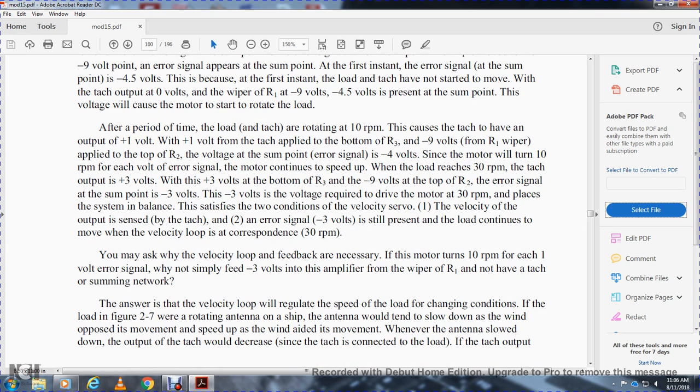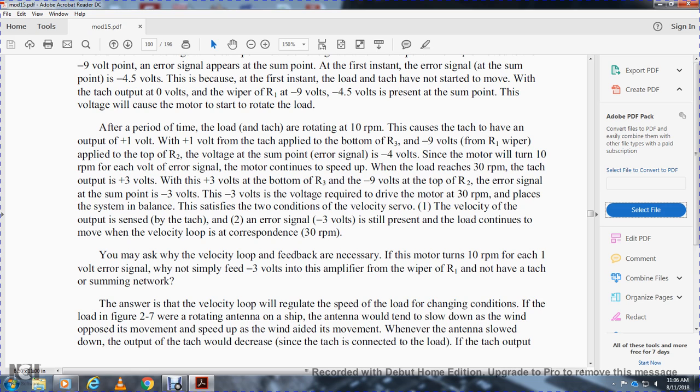After a period of time, the load and tach are rotating at 10 RPM, and the tach output of plus 5 volts is applied to the bottom of resistor 3. With negative 9 volts from the resistor 1 wiper applied to the top of resistor 2, the error signal at the summing point drops to about negative 4 volts and the motor continues to turn at 10 RPM for each volt of error signal. The motor continues to speed up until the load reaches 30 RPM, with the tach output at plus 3 volts at the bottom of resistor 3 and negative volts at the top of resistor 2. The error signal at the summing point is then negative 3 volts, the voltage required to drive the motor at 30 RPM.